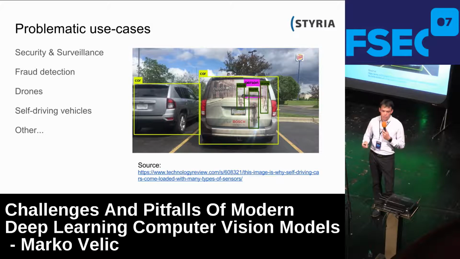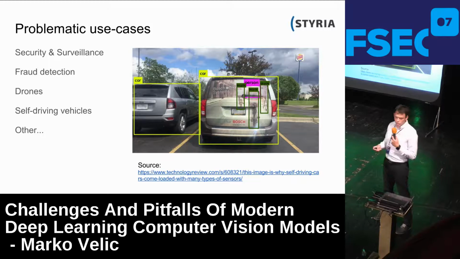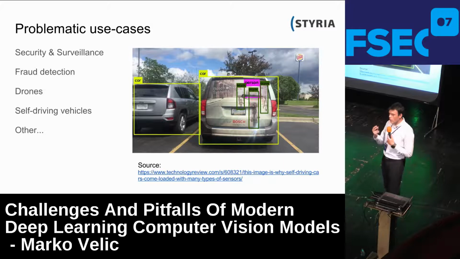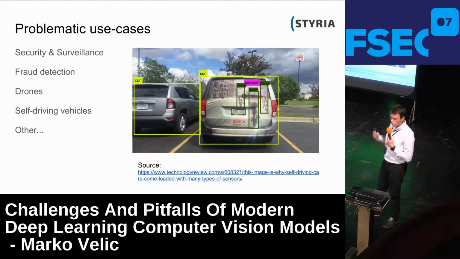Because he realized how powerful these models are, and the fact that humans also drive vehicles relying only on the eyes. Okay, we have two eyes, and we have stereo vision, so we also have some depth. But not just the depth is important, but also the context and the prior knowledge that we have about the world around us.